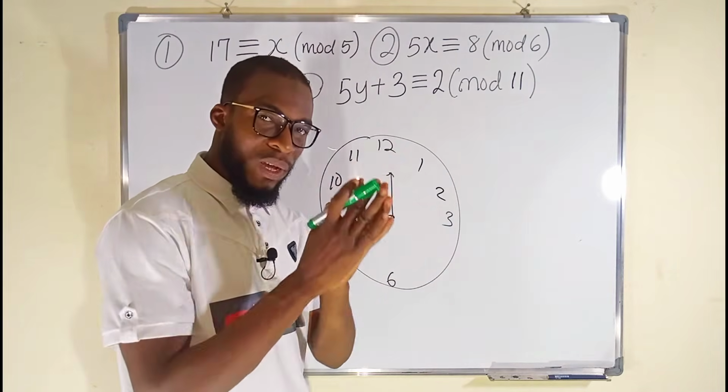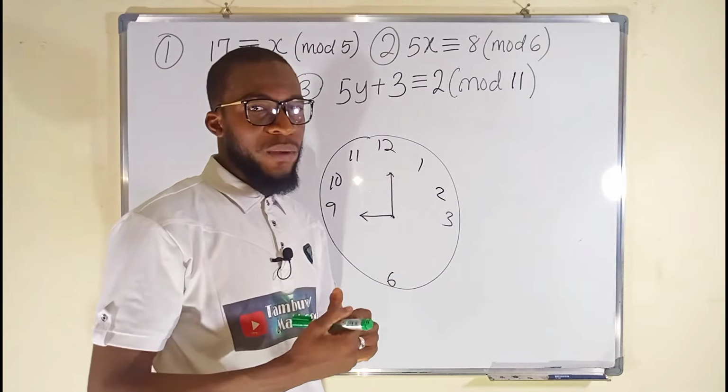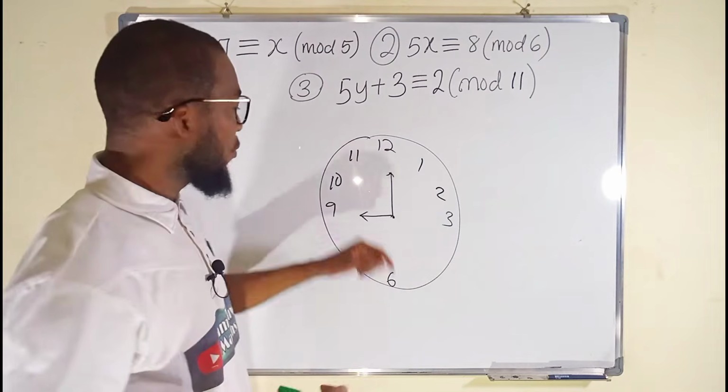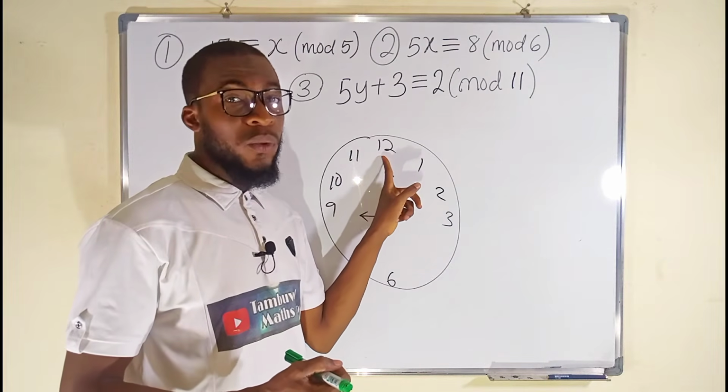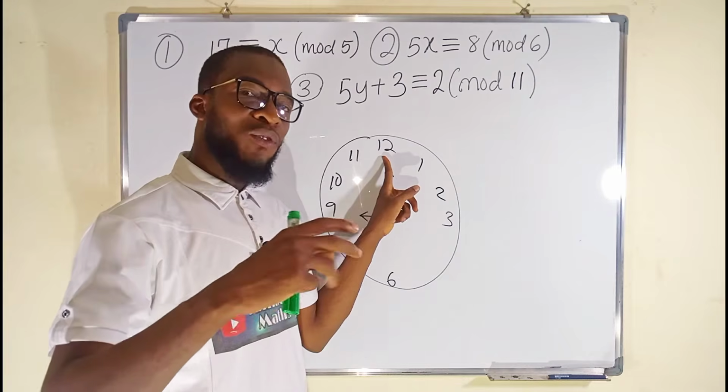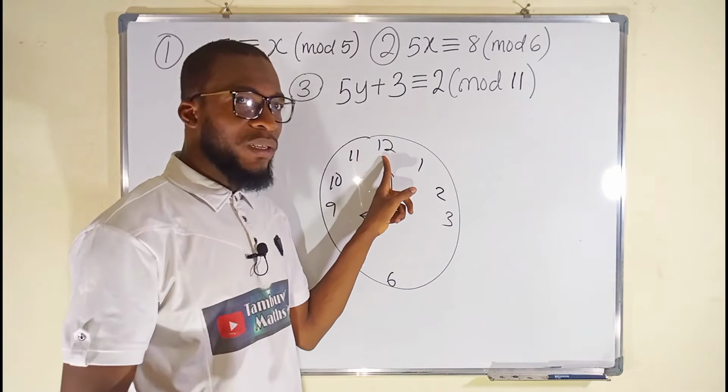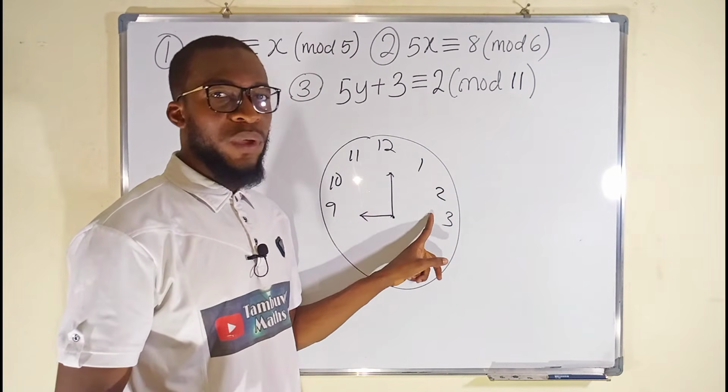Whenever you get to 12, you have to recount all over again from 0, 1, 2, 3 in that order. So we have 1, 2, 3. We have completed the bundle, which is 12. Therefore, we have to complete that 6 that we have started counting. 1, 2, 3, and we get to this.